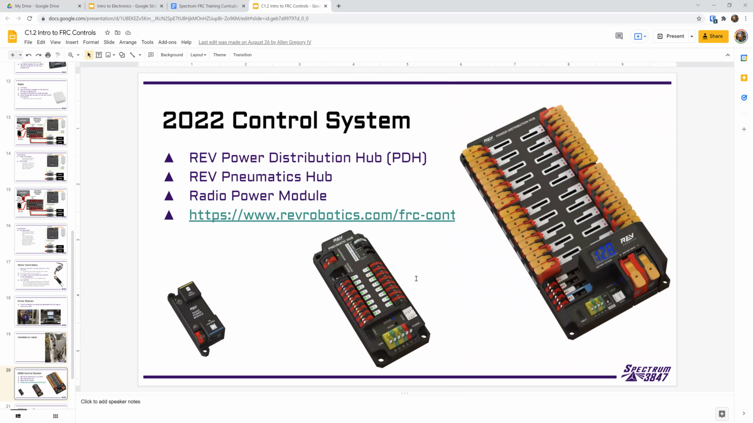So something I am kind of excited about are some of the new control systems. I have pre-ordered 2 sets of them, and so I hope to use them next year for our competition robot.